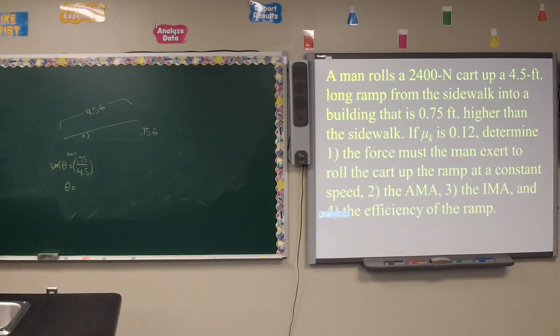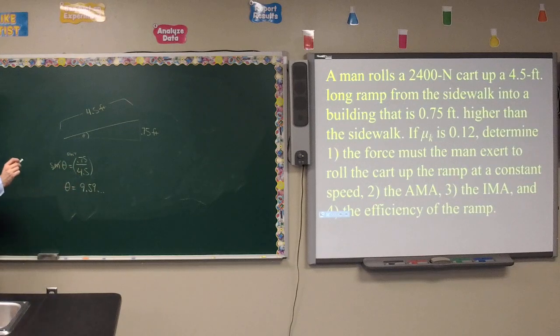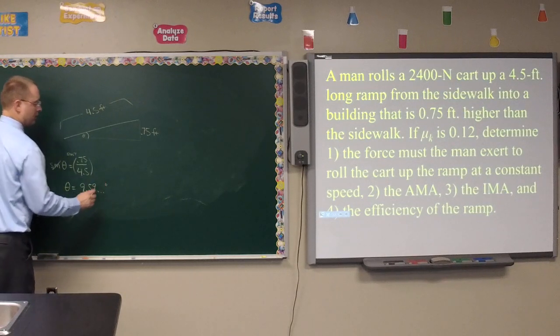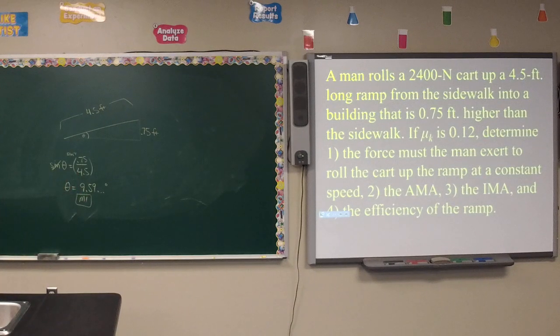And what is our angle, class? 9.5. 9.59. Let me double check that. And 9.59 blah blah blah degrees. Alright, questions on the angle? Because if you miss the angle, everything's going to be off. We've got to get the angle correct. Are we good on the angle? Alright, then you can do the free body diagram from there.